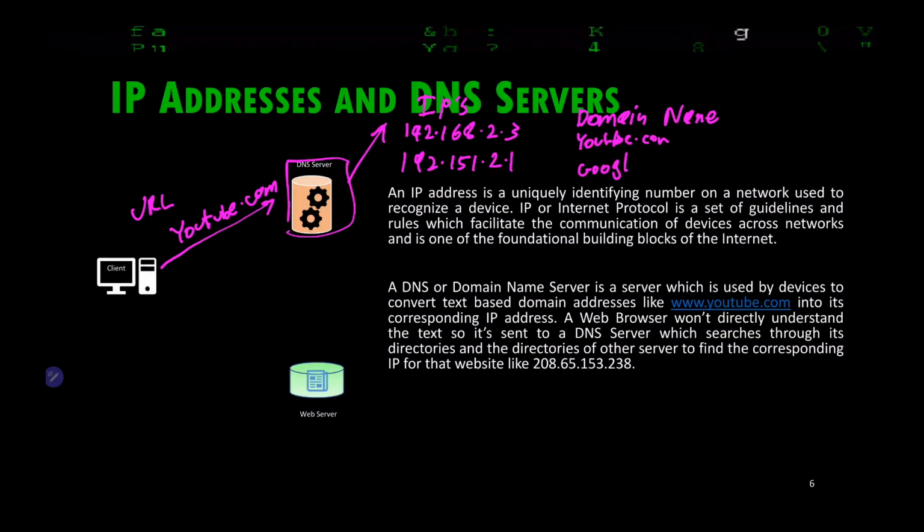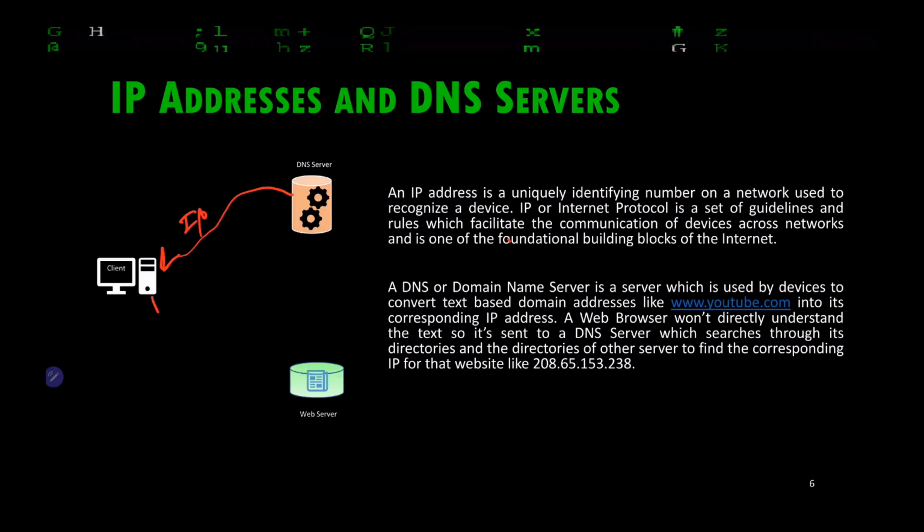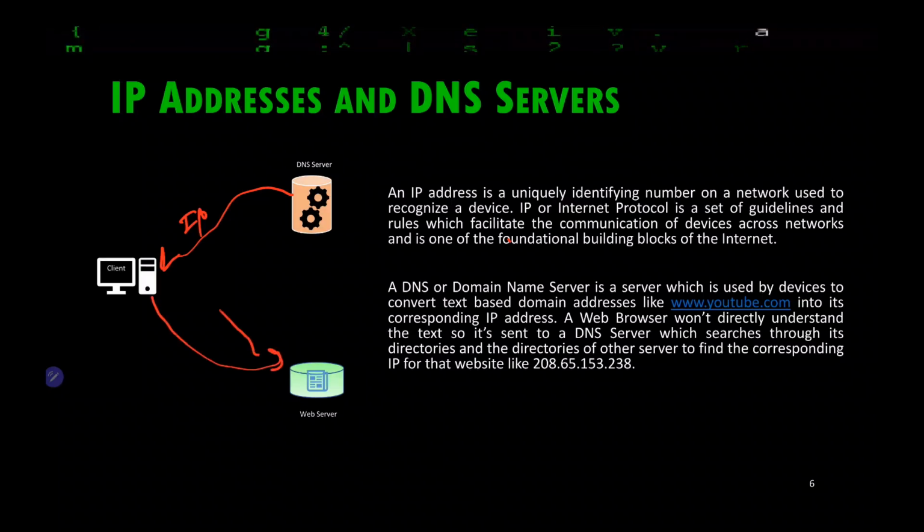google.com, for example, right? The DNS will take the domain name that you selected, and it will take the IP and send it back to you. Then you will use that IP to communicate with the web server itself, right? And that's how it works.